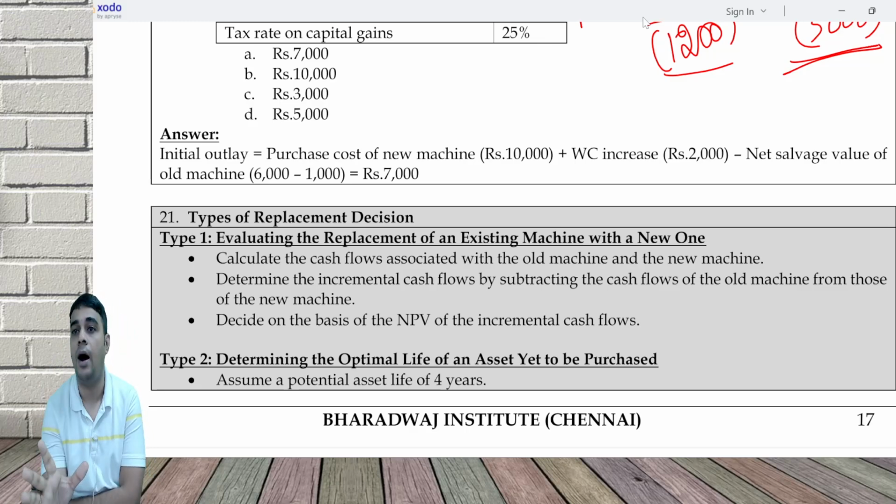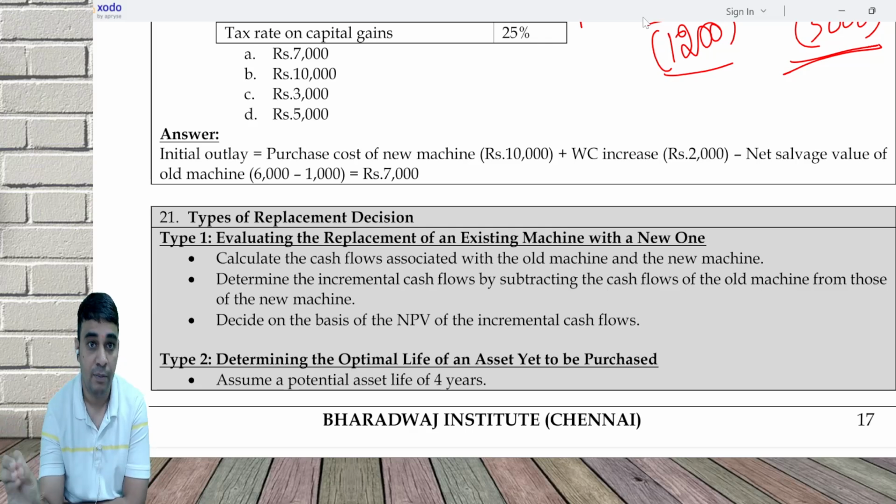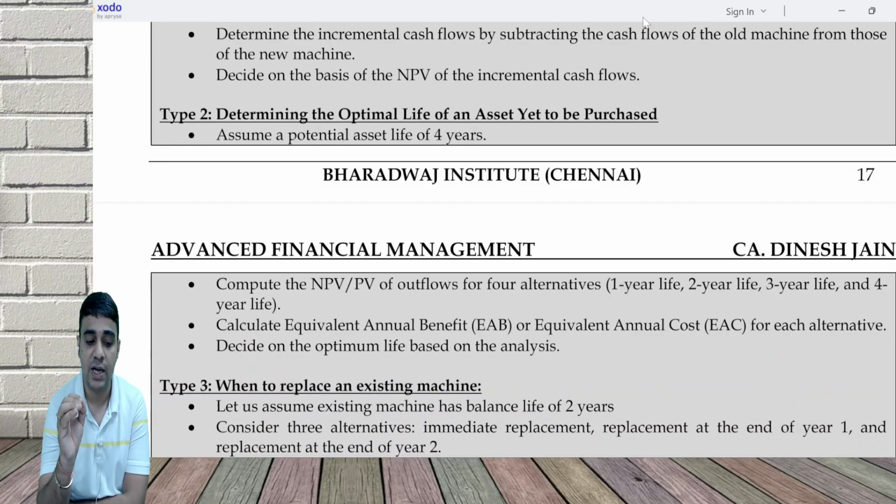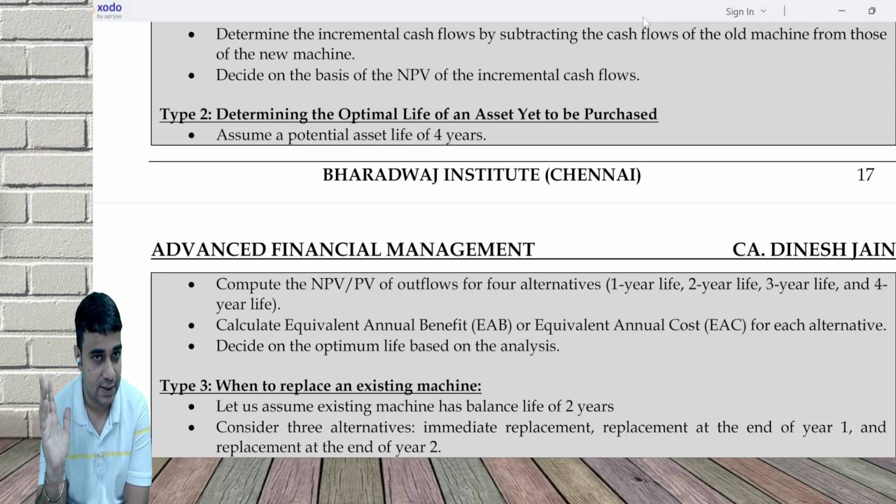Let's assume a car has a life of 10 years, but that does not mean you need to use it for 10 years. Maybe the optimal life is 6 years. Assume a potential asset of 4 years. Compute the PV of outflow for 4 alternatives: 1 year life, 2 year life, 3 year life, 4 year life, and then do EAB or EAC and decide which is the best.